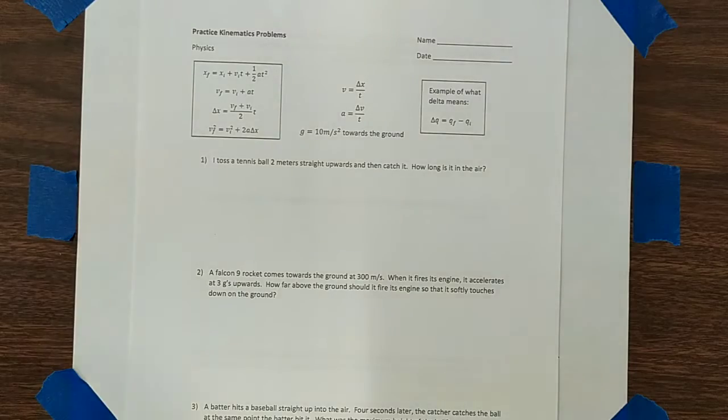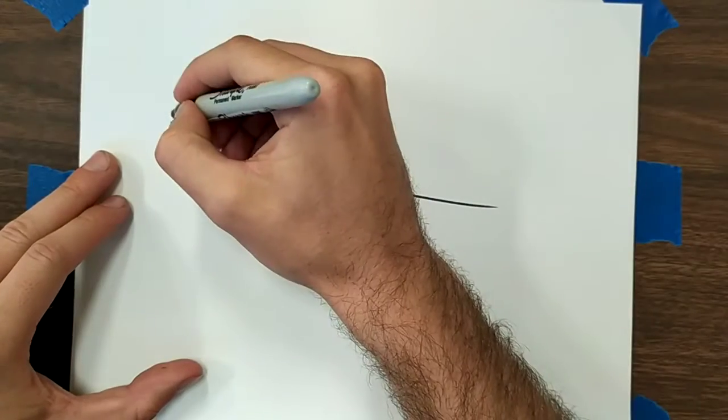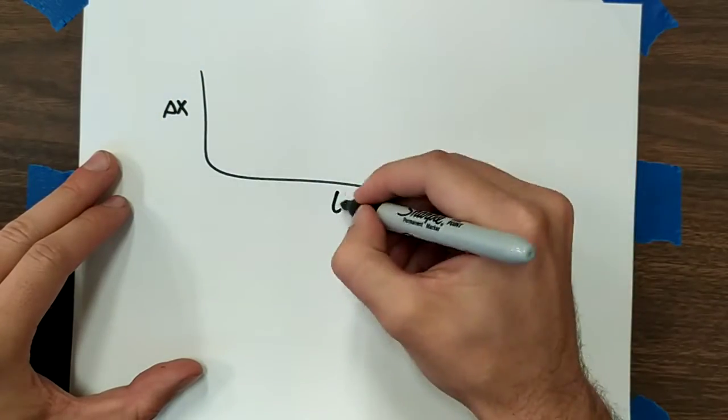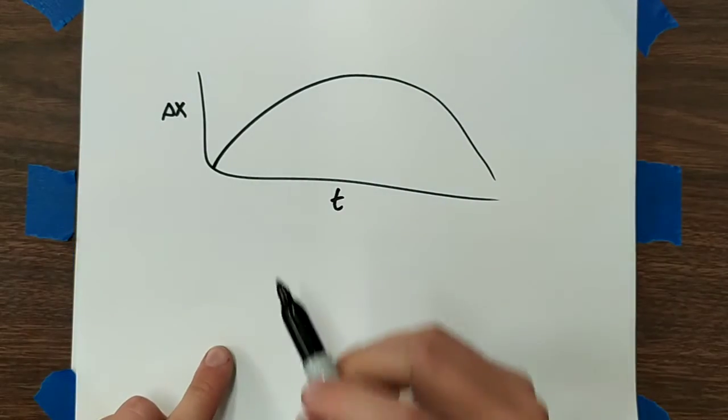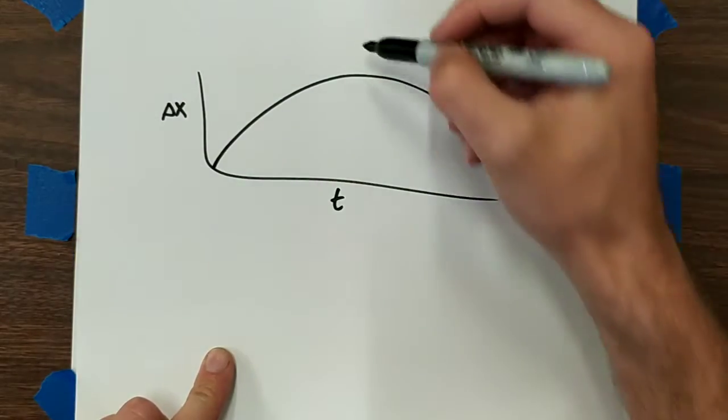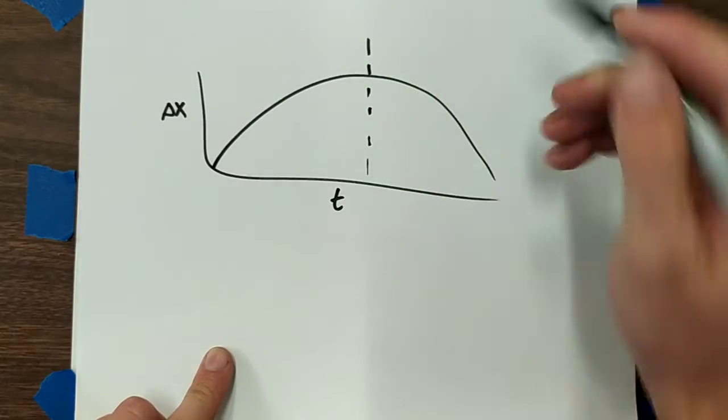The displacement versus time graph, I'll just start off by drawing a sketch of what that looks like. If you have displacement and time, it's going to look like this. The ball goes up and then it comes back down, and this is symmetric about this point.